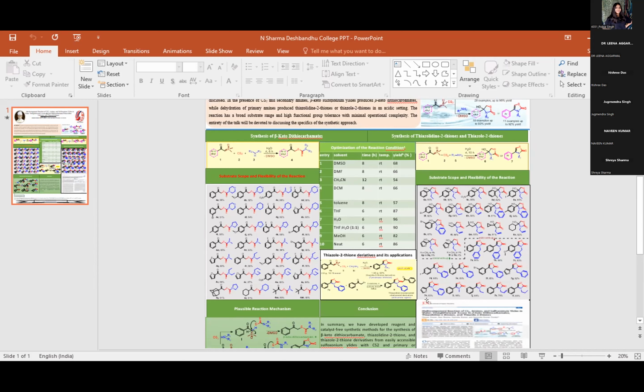This scheme affords aliphatic as well as aromatic compounds, to evaluate the beta-ketodithiocarbamate and thiazolidinethione. We synthesized some bioactive compounds to evaluate the synthetic application of isolated thiazolidine-2-thiones and derivatives. We also carried out a gram scale reaction.